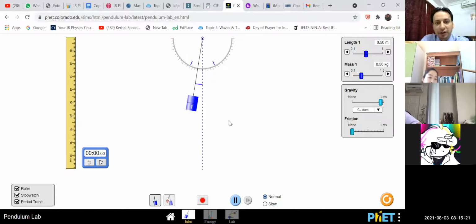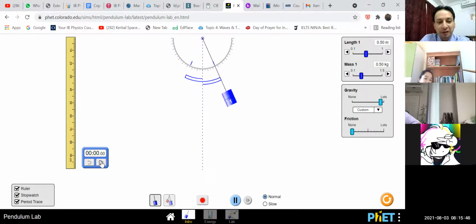I have released the pendulum from the 25. Let me check one more time. Exact 25. Yeah, this is 25. I will release. Now you can see it is oscillating about the mean position. After a few oscillations, children, I'm going to keep my pointer on the stopwatch.